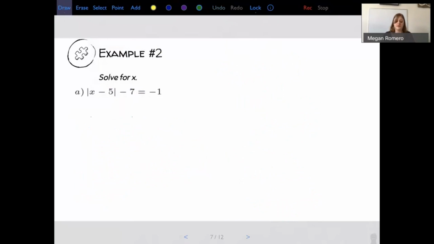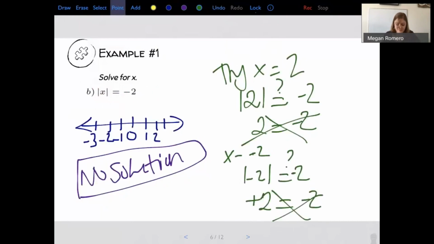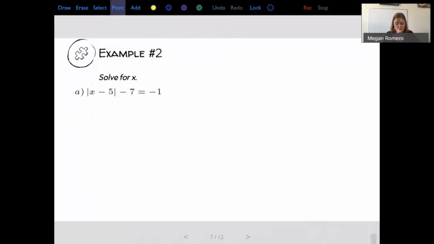Example 2, solve for x. So again, we'll start off with isolating the absolute value bars. Now take a note at the difference between the problems. This has absolute value of x minus 5, and then -7 on the outside equals -1. So it's different from the last problem because we had our absolute value bars isolated on one side equal to a negative. Before we can determine if there's a solution or not, we need to make sure the absolute value bars are on a side by themselves.